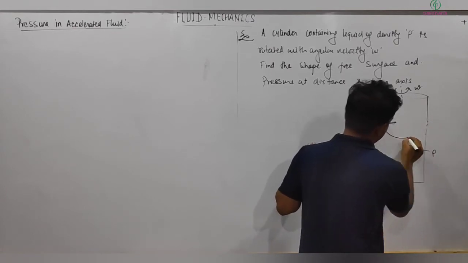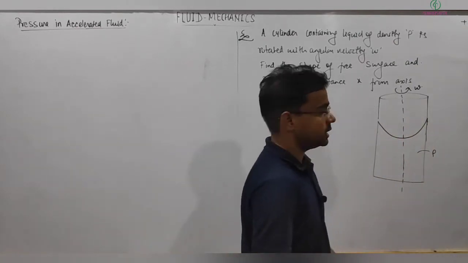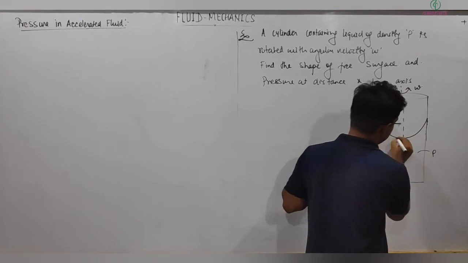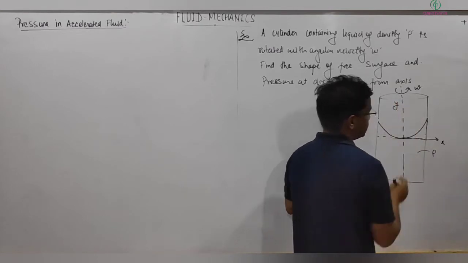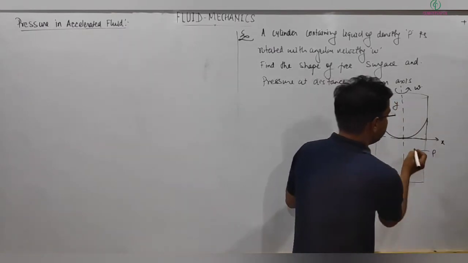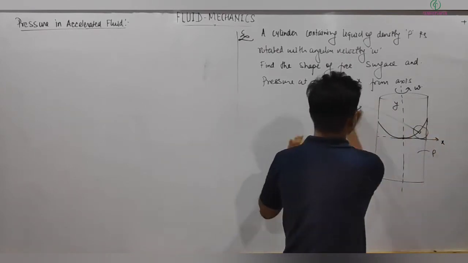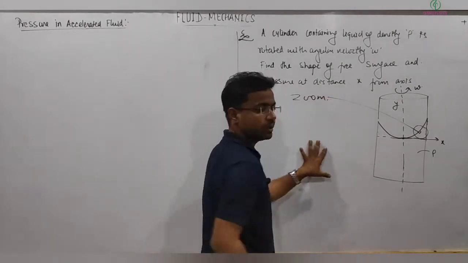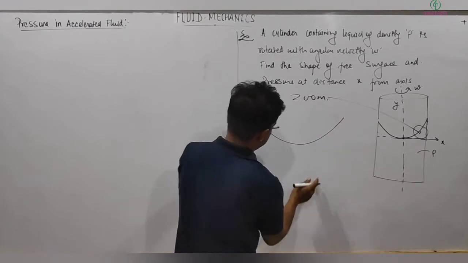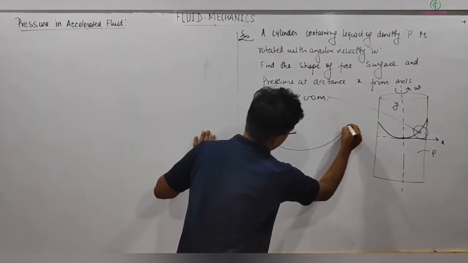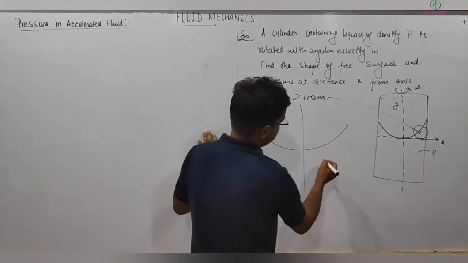The free surface will become something like this, because here you can see this is the bottom. So let me take this as the origin and this as the x-axis, and this axis as the y-axis. Now what will happen if I consider one small element here? Let me show you, because otherwise it will not be visible. So the free surface will be something like this. This is the axis of rotation.